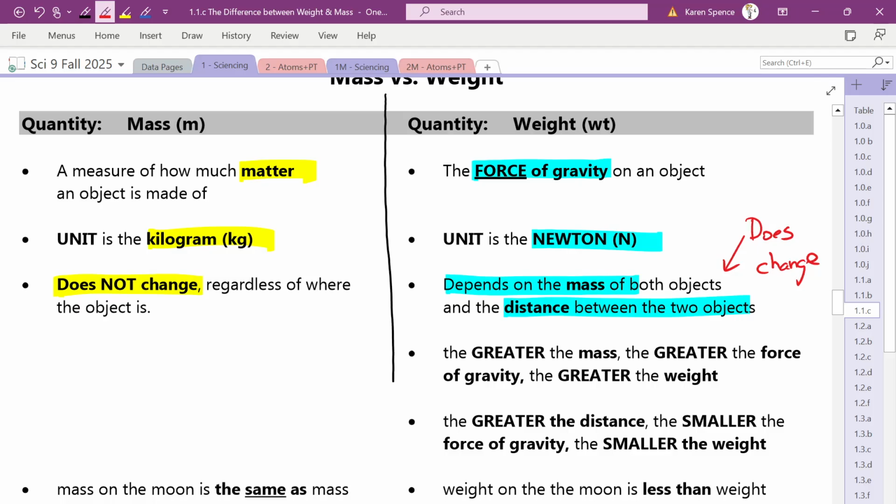If you have a bigger mass, is the weight bigger or smaller? Bigger mass, bigger force, okay? The greater the mass, the greater the force, the greater the weight. What do you think about distance? If you have a bigger distance between two things, is the force of gravity going to get stronger or weaker? Think about that for a minute.